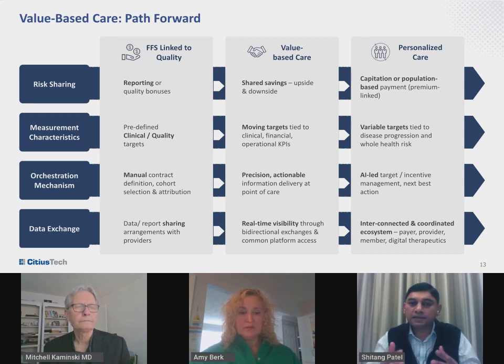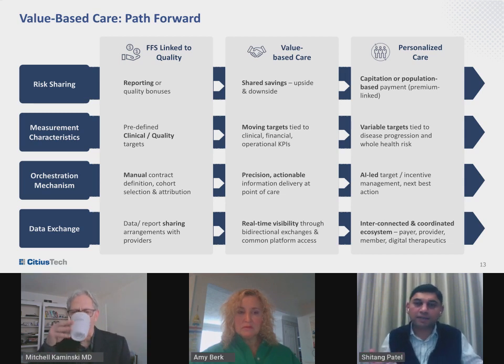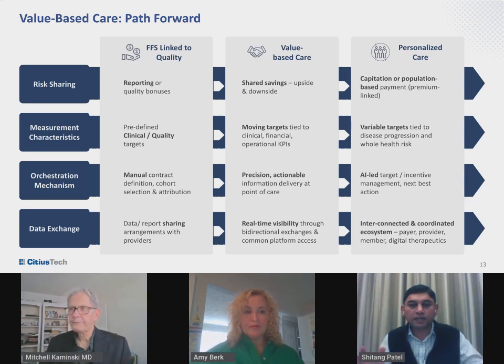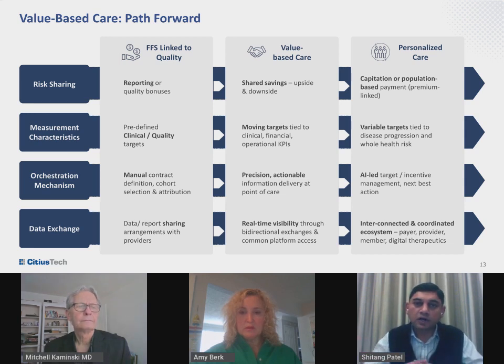So first aspect is risk sharing, and again today a lot of this happens not just in terms of quality bonuses and just basic reporting, but also shared savings, right? Different aspects of payment based on performance across various metrics that cover both health outcomes, quality, as well as total cost of care and components therein. But ultimately, it's going to evolve into heavy capitation or population-based payments as we get into more personalized care. So that's one dimension around risk sharing.